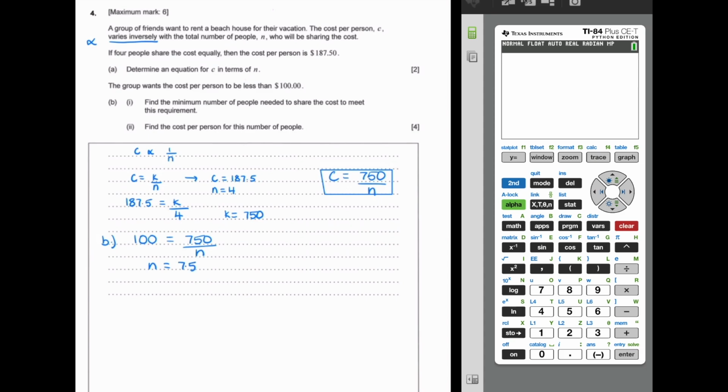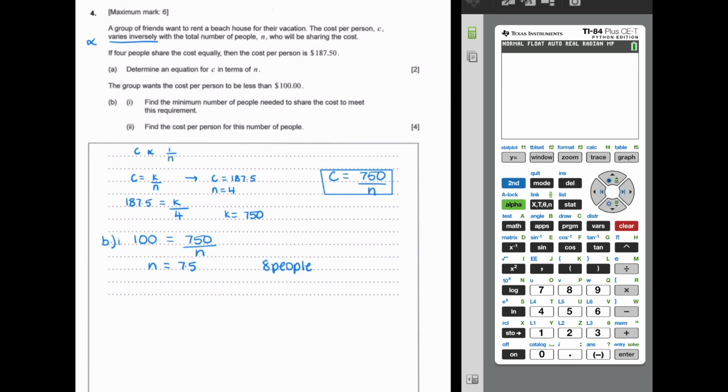And I can find that N is equal to 7.5. Now, obviously, we can't actually invite 7.5 people away. We cannot split the amount between 7.5. If I only had 7 people, they would be paying more. So I need to go to 8 people so that they are paying less than 100. So 8 people or more, but 8 people is the minimum number where they're going to be paying less than 100 francs each.